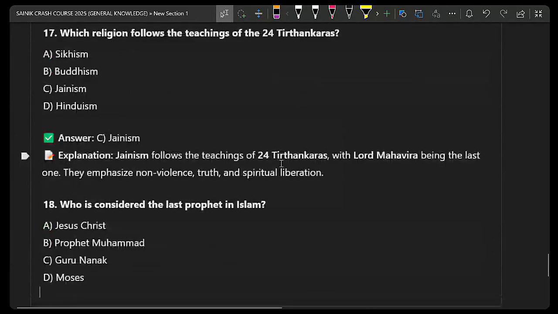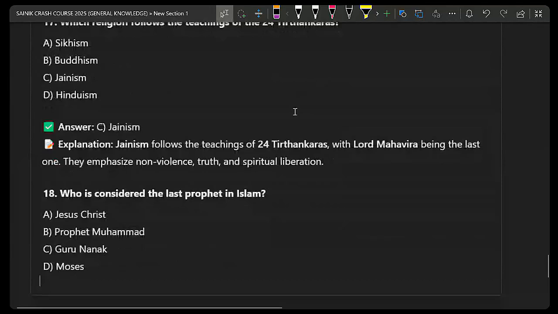Who is considered the last prophet in Islam? Jesus Christ, Prophet Muhammad, Guru Nanak, Moses.